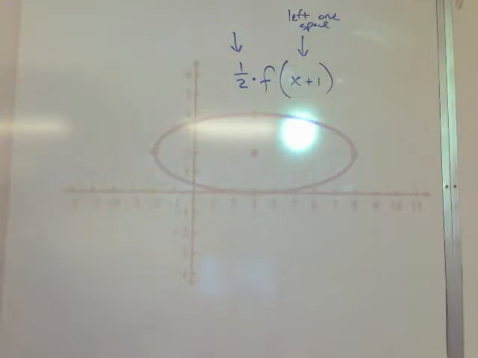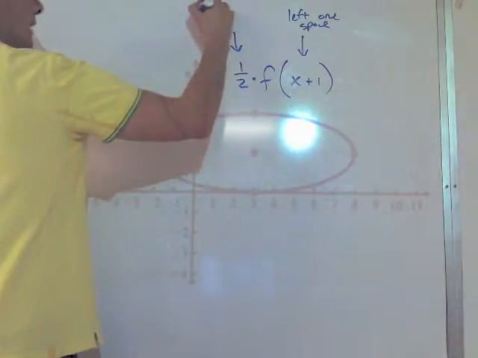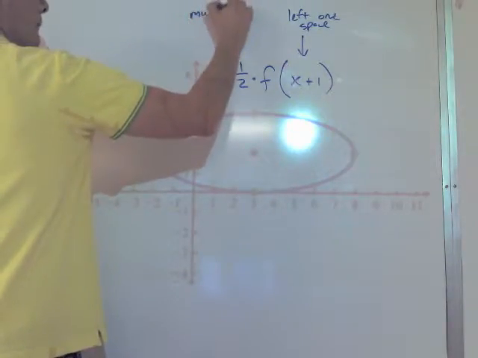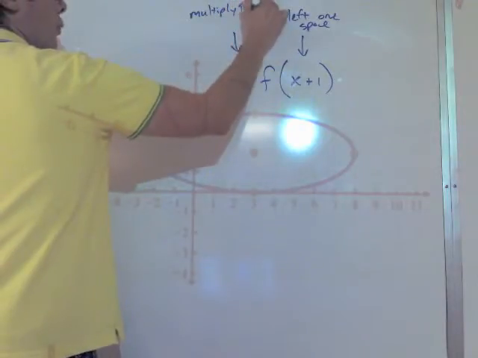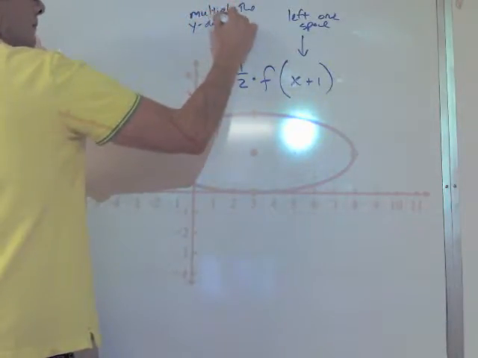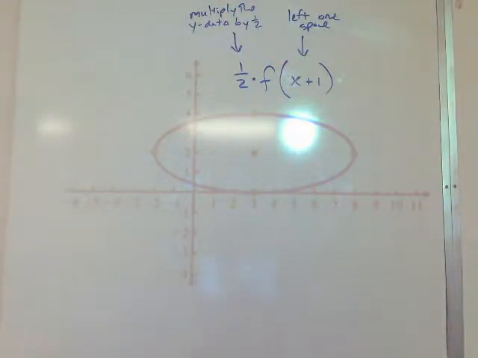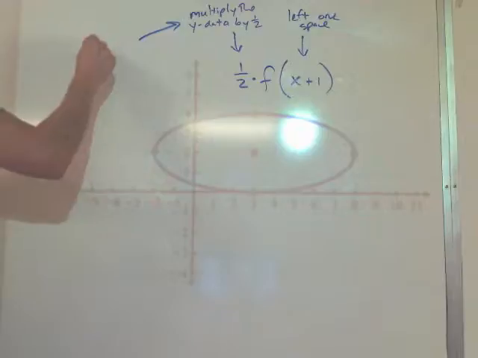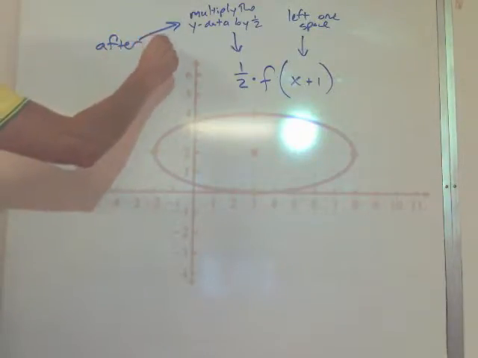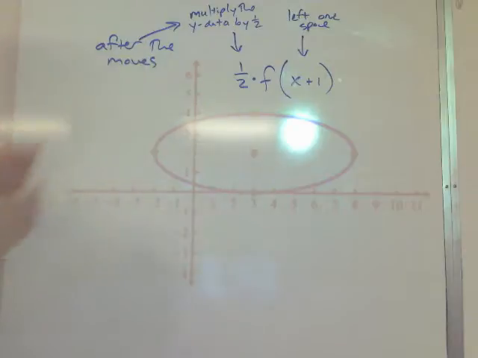So for this fraction right there, what we're going to do is multiply the y data by half. We're going to multiply the y data by half. So keep that in mind. After the moves, now this is critical here. After the moves, we're going to multiply the y data by half.